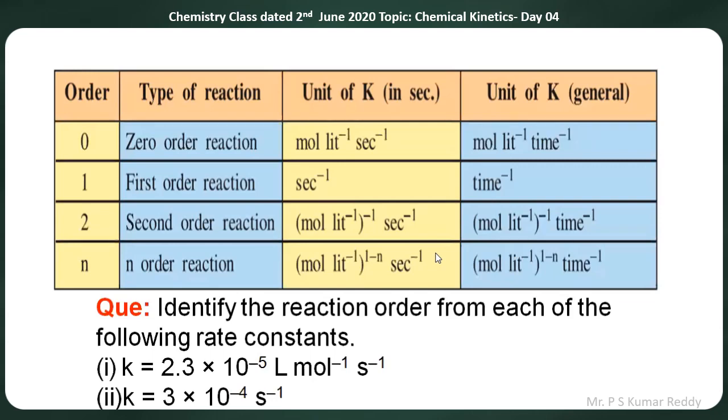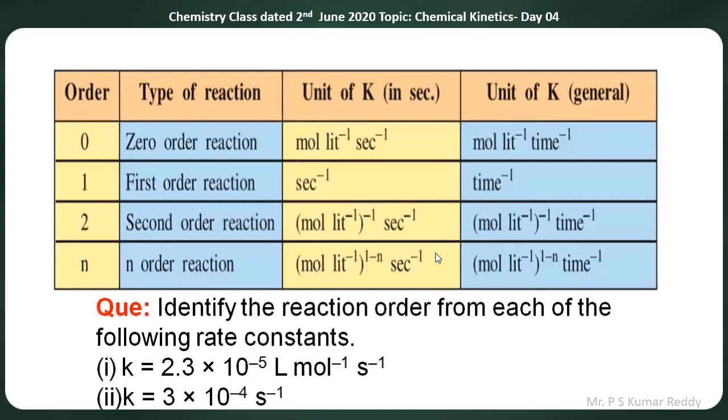So the rate constant for the first question is given as K is equal to 2.3 into 10 to the power of minus 5 liters moles inverse seconds inverse. Already we had just now found out the units of rate constant of a reaction. For zero order we had seen, first order, second order and third order we had seen.